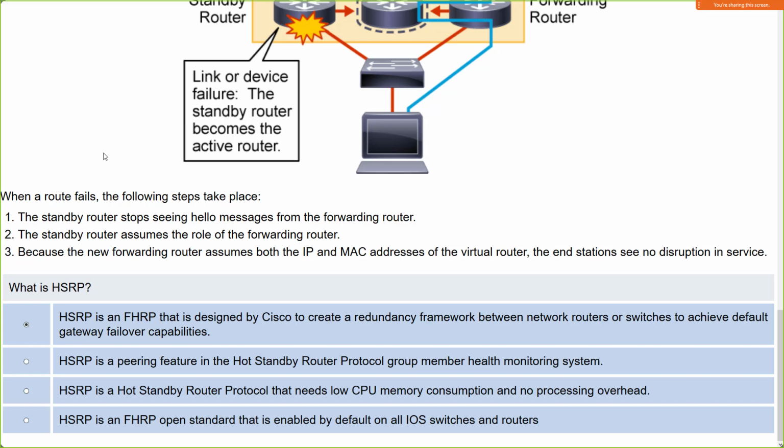We still have to send keep alives back and forth, and we still have to be able to identify whether a failover event occurs. Plus, there's an election process that takes place as well. So we have to exchange information periodically for that to happen. HSRP is an FHRP open standard. Nope, it's Cisco proprietary. Okay?